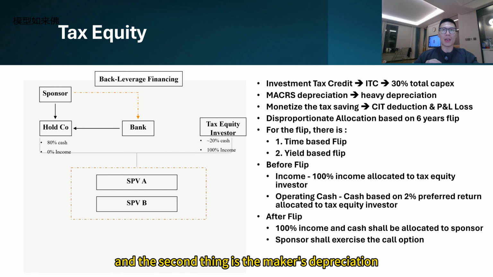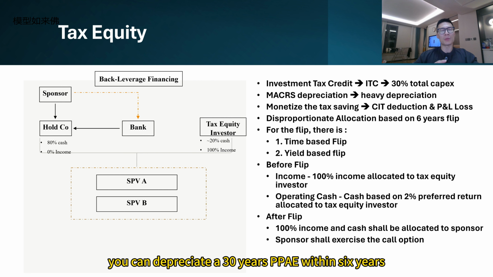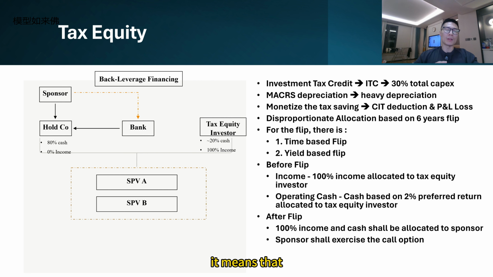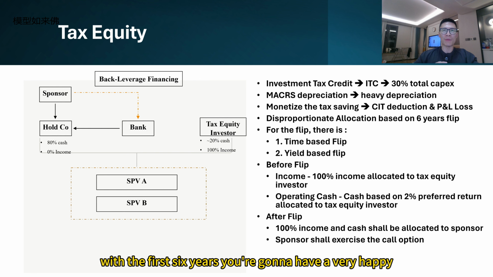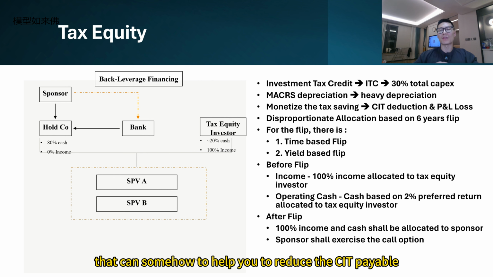The second thing is MACRS depreciation. It stands for Modified Accelerated Cost Recovery System depreciation. Basically, it means that you can depreciate 30 years of PP&E within 6 years. So in the first 6 years, you're going to have very heavy P&L losses in that project. If your other businesses have a huge amount of taxable income, that can help you reduce the CIT payable.